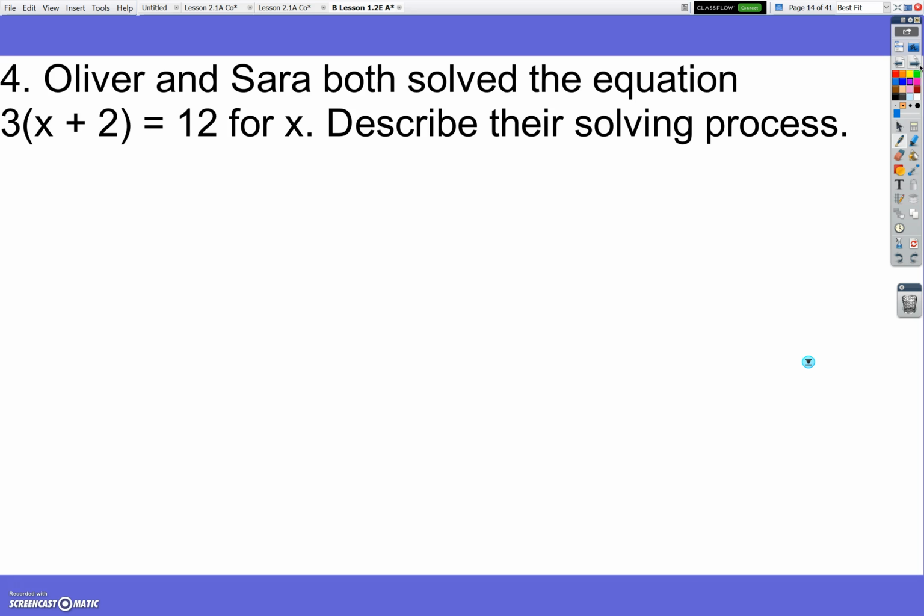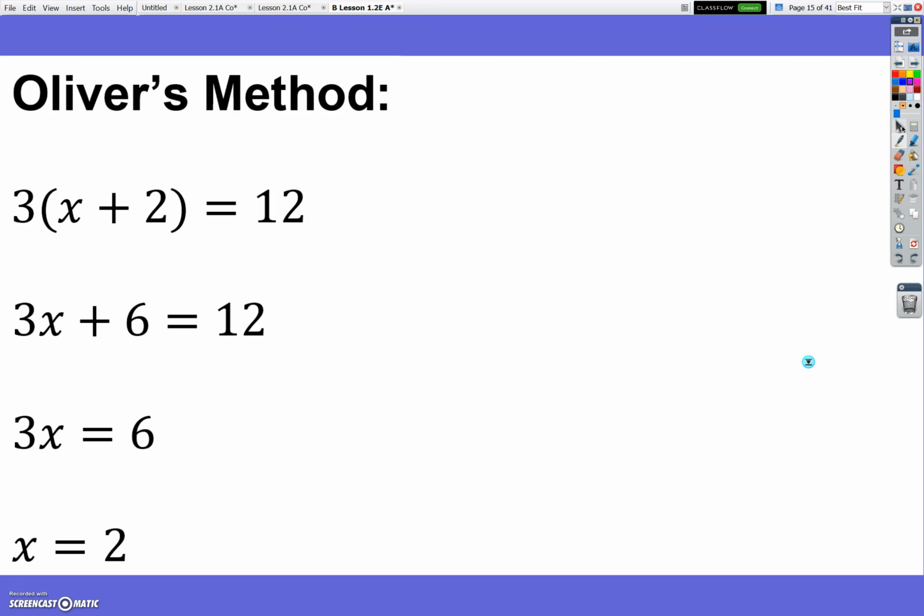Oliver and Sarah both solved the equation 3 times x plus 2 equals 12 for x. Describe their solving process. Now let's look at Oliver. What Oliver did first is he distributed first. He distributed the 3 to the x and to the 2 to get 3x plus 6. He then subtracted 6 on both sides to get 3x equals 6. Then he divided both sides by 3 to get x is equal to 2. So that's what Oliver did.